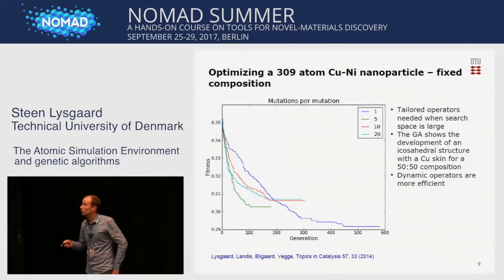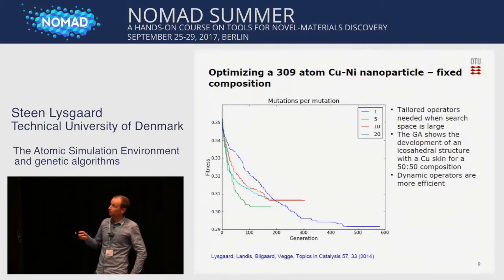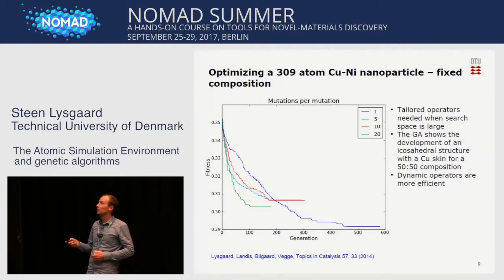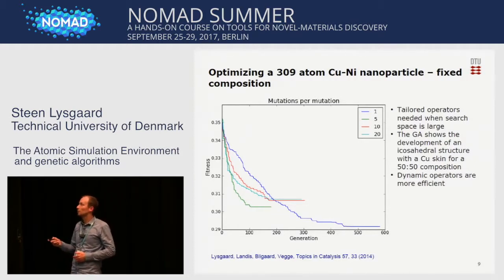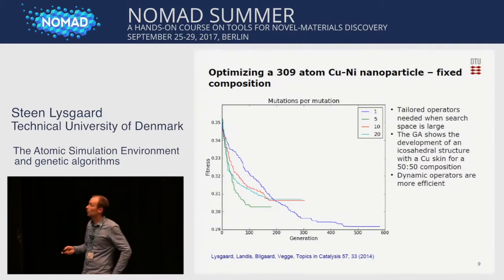But the conclusion of this is that it is beneficial to have a dynamic operator that does more here in the beginning and then does less as you start to converge your population.